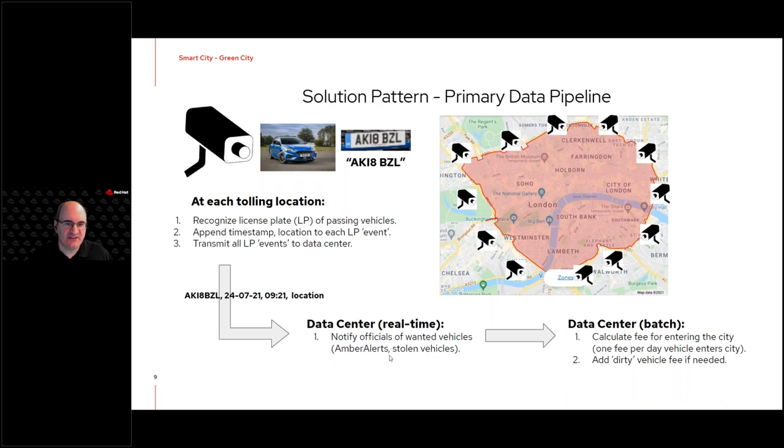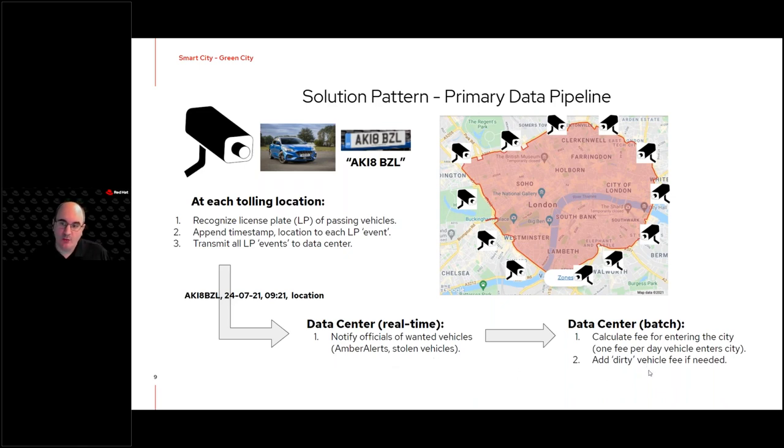Or let's imagine we have the core data center with the command office, and we are sending all this data because we want first, in real time, to notify officials if there are some wanted vehicles for Amber Alerts, you know, for child abduction, or if there are stolen vehicles. These are data that we want to compute in real time.